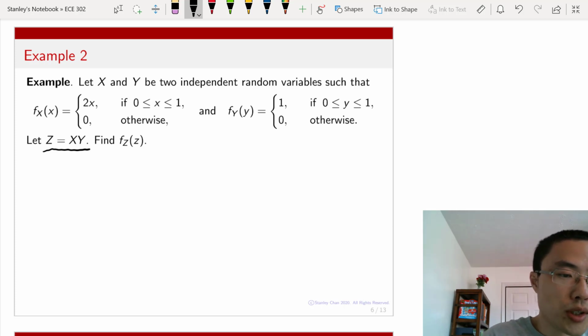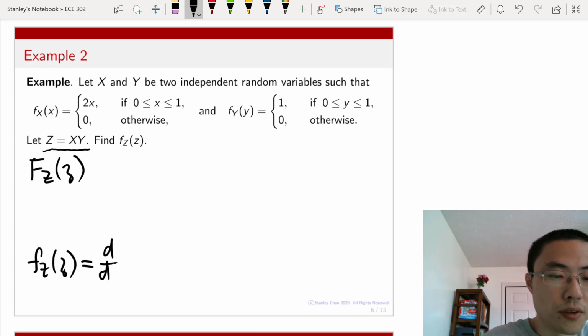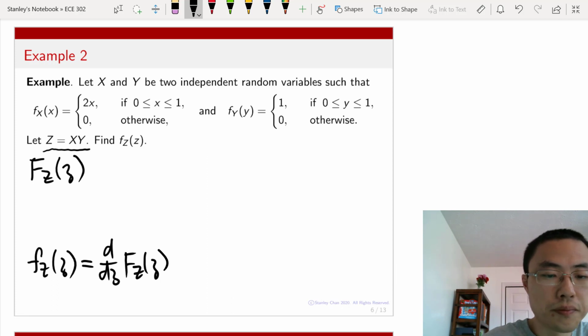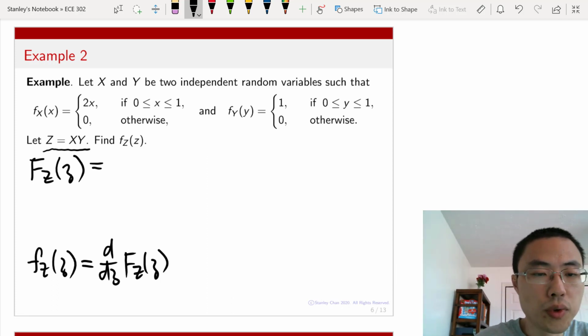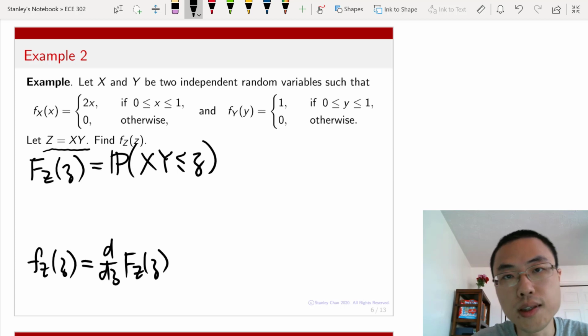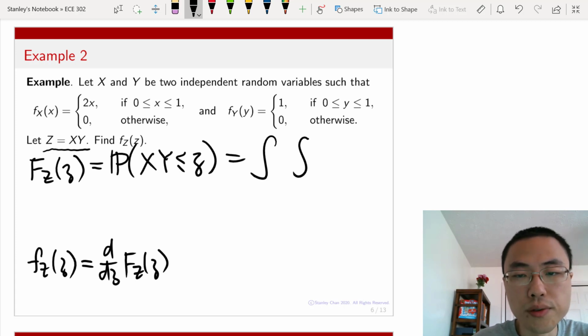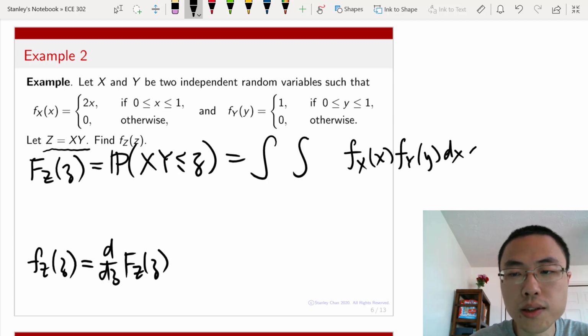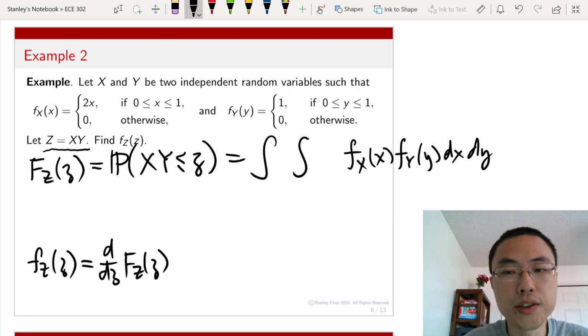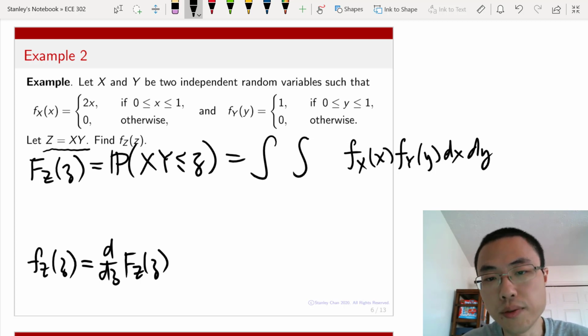So again, what is the first principle? The first principle is to find the CDF, and then we want to find the PDF. The PDF would be the derivative of your CDF. What is the CDF? Well, the CDF is the probability that xy is less than z. Now if you have this xy less than z, then what is this? It would be a double integration of fx(x) fy(y) dx dy. That is a double integration for a pair of independent random variables.